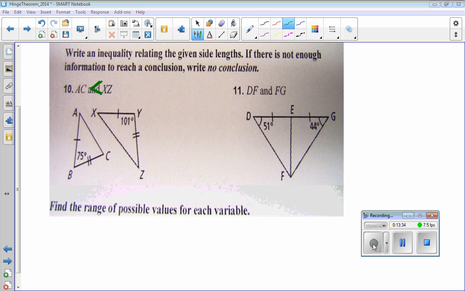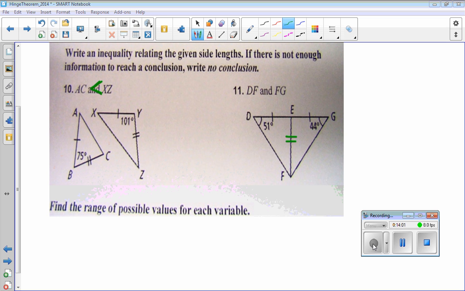Okay. Let's go over here to number 11. What do you think about this one? No conclusion. Let's make sure. The shared side is here, isn't it? Okay. We're looking at the included angle. Is what's given to us the included angle? No. So we don't know. Okay? We don't know about DF and FG.